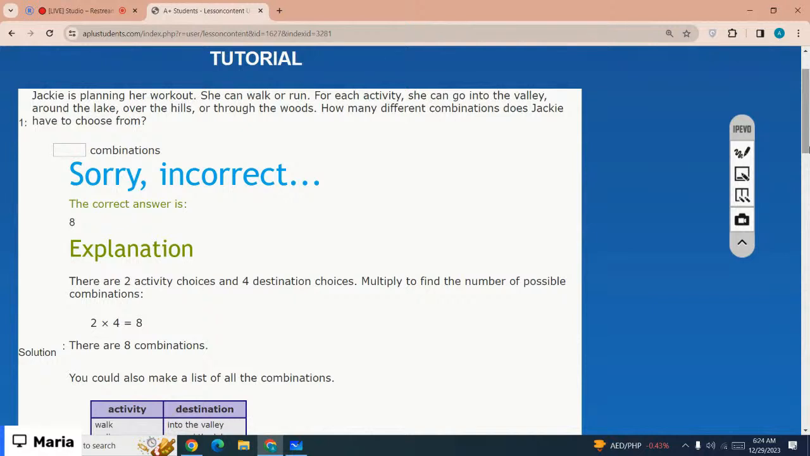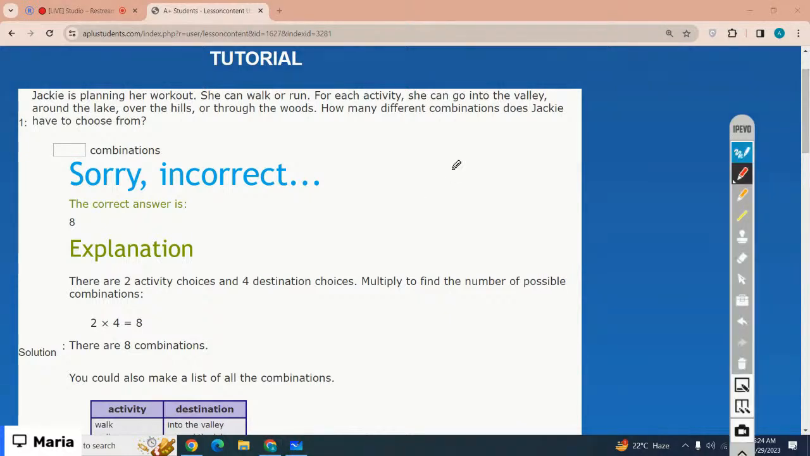Okay, so how many? Now you have to see the combinations, not the orders, right? You have to see how many different combinations you have. So first of all, you can walk or run. Two options here, and you can go to the valley, around the lake, over the hills, or through the woods. You have four options here, right? So that means the total choices you can make is 2 times 4 equals 8.